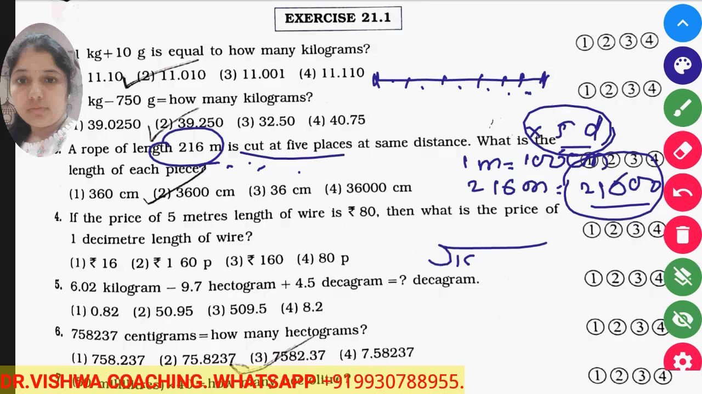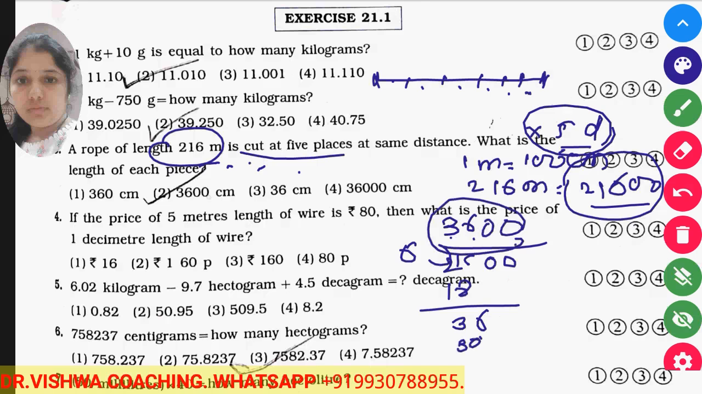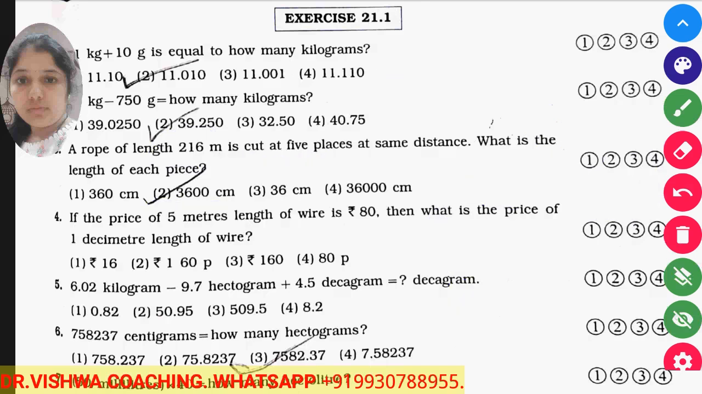So if we divide this 21600 by 6, what answer do you get? 6 3s are 18. 3 will be the remainder, 6 will come down, 3 6s are 36 and this 20. So 3600 centimeter is the length of each piece.